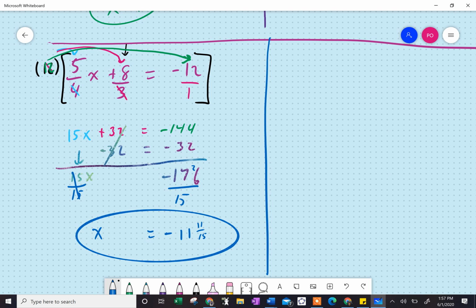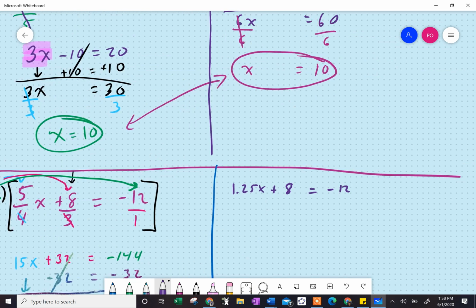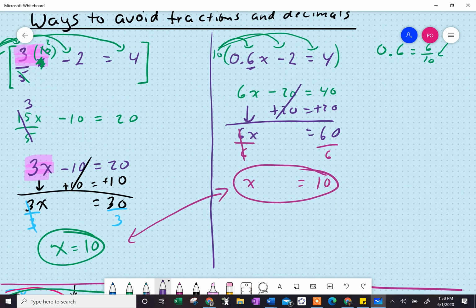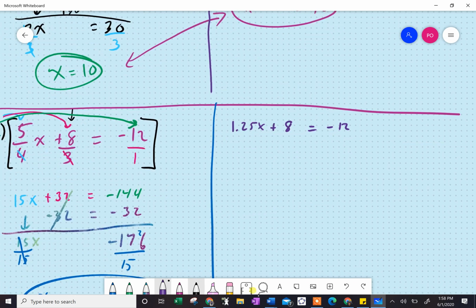I'll do the decimal equivalency. Let's say I have 1.25x plus 8 equals a negative 12. If you have one like this, now you have to see, before, if we go up here, we notice that the decimal was in the tenths place. Now, my decimal goes out to the hundredths place. So, that's the hundredths place.